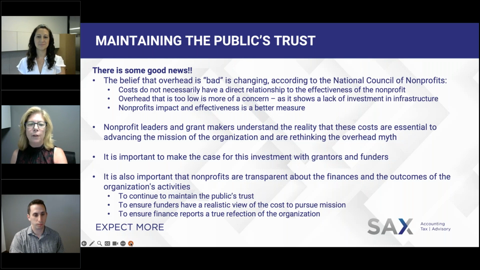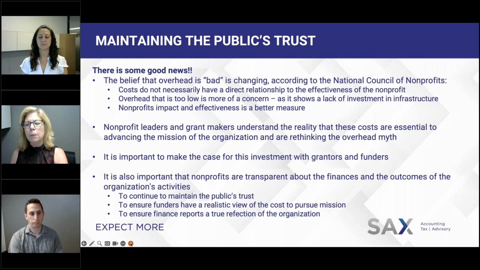And nonprofits' impact on their communities and the effectiveness of their programs is a much better measure, right? So if you're not already creating KPIs or measurements about your programs, and I'm talking about what is your impact? How many people are you serving? Are you serving broadly or deeply? You should start to create those measures and use that to demonstrate how effective your nonprofit is, as opposed to these artificial percentages of overhead costs.